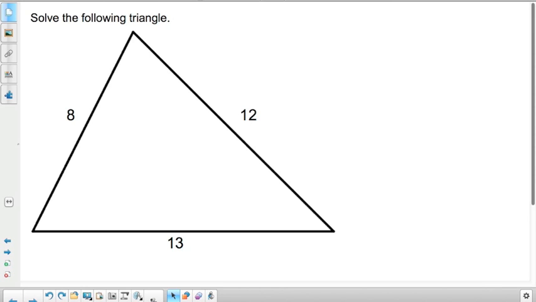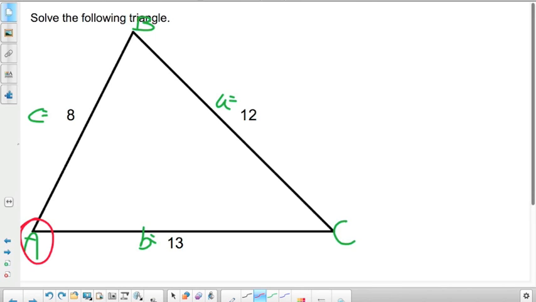So what we're going to do is just label a triangle: A, B, C. So that makes this A, this makes this B, that makes this C. Which angle are we going to solve first? A? I like A. Sure, let's do A.